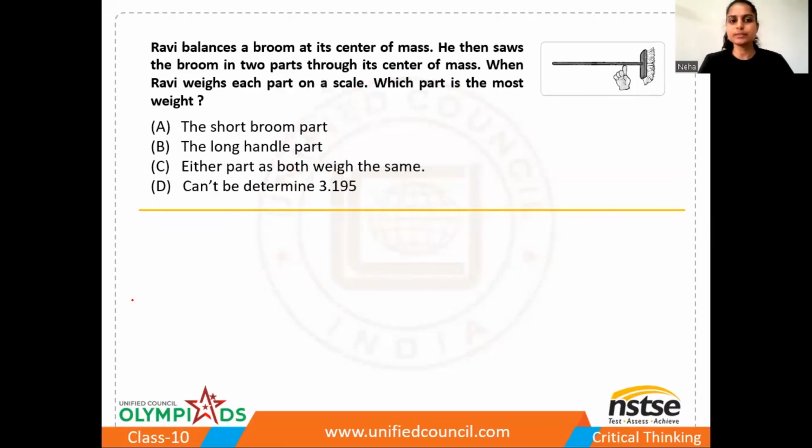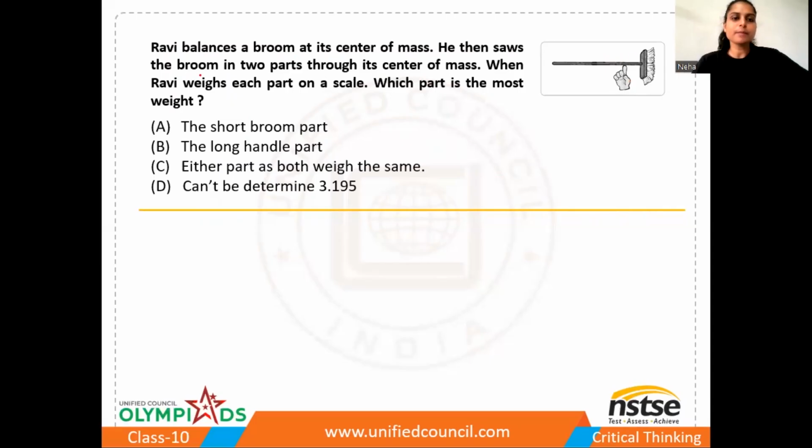The next question is also quite simple, my dear students. So in the next question, what are they saying? They are asking that Ravi balances a broom at its center of mass. Okay, center of mass. Ravi is a person who is balancing the broom at its center of mass.